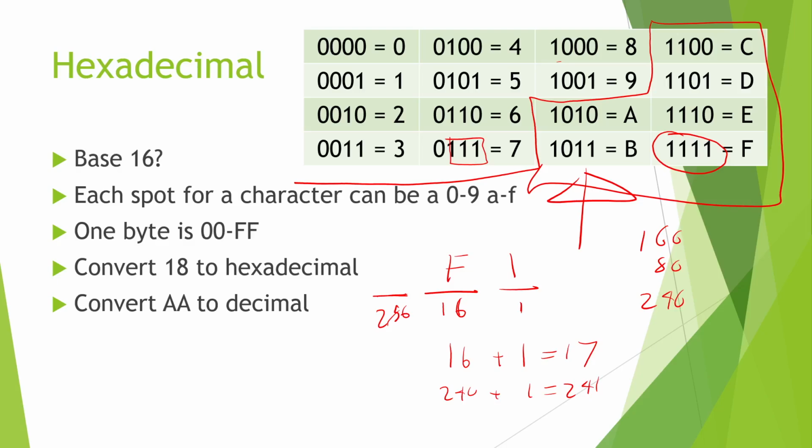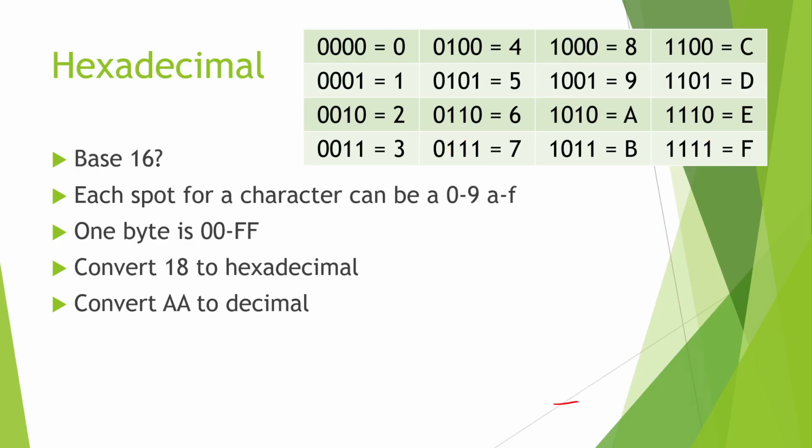So anyway, I'll get you guys to take a few minutes and try to convert 18 to hexadecimal and AA to decimal. All right, so the 18 to hexadecimal. Okay, Dylan, what do you got?